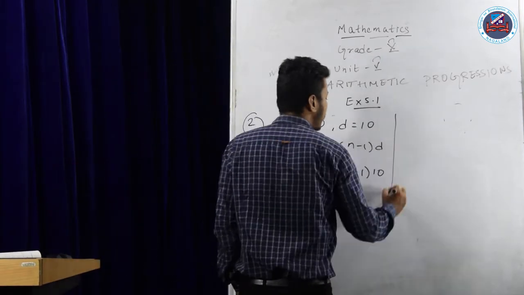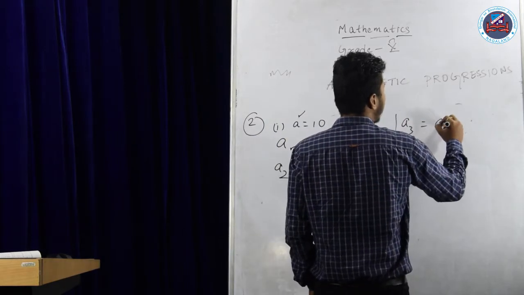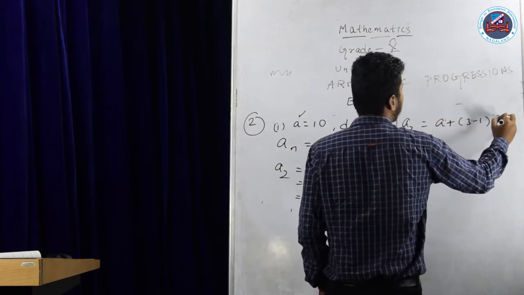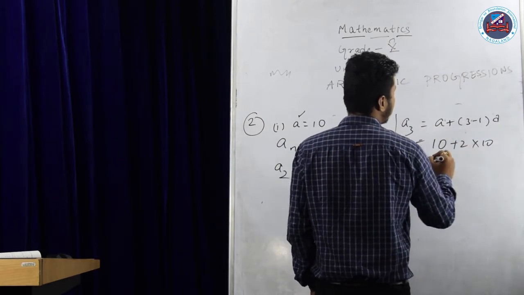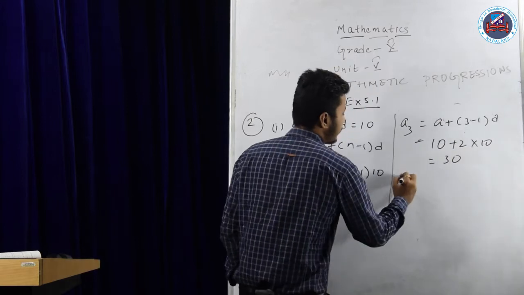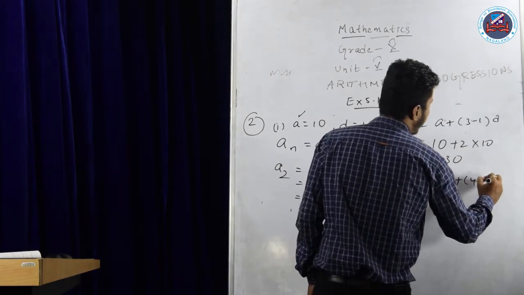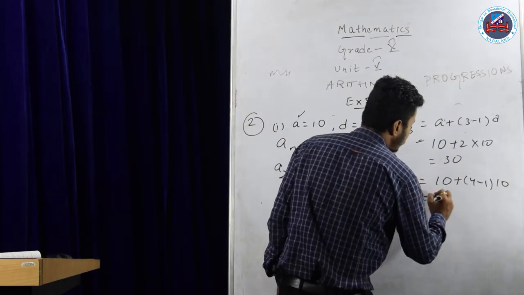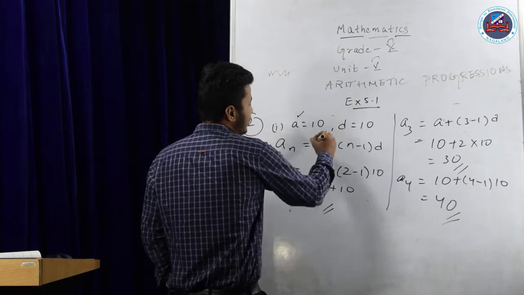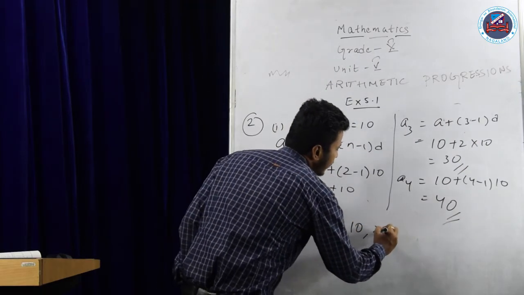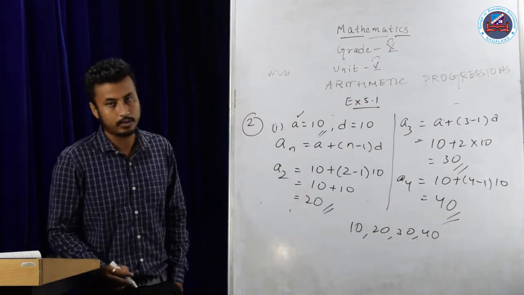Similarly, the third term, a3, in place of n comes 3, equals a plus 3 minus 1 into d. Let me put all the values. A value is 10 plus 2 into 10. Answer is 30. Similarly, the fourth term, a4 equals 10 plus 4 minus 1 into 10. You do it, you will get the answer 40. So what is the sequence right here? The sequence is 10, 20, 30, 40. This is the sequence which you have to find out.